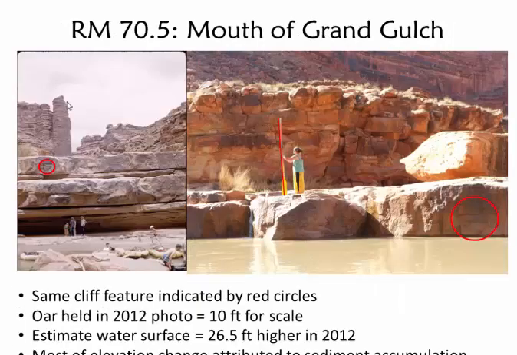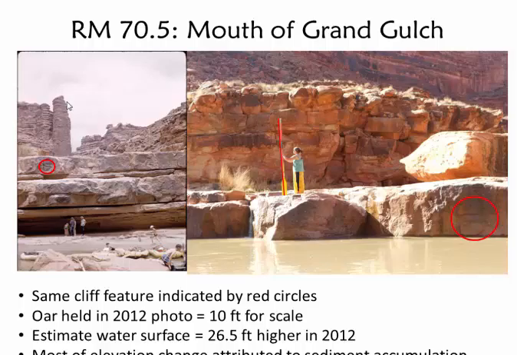Unfortunately, we have to skip over a chunk of river. We couldn't find any good old photos. But we get down to the mouth of Grand Gulch at river mile 70.5. And here we see some pretty amazing changes. The photo on the left, I realized this morning that one doesn't have a date on it. That's about 1960. And the photo on the right, 2012.